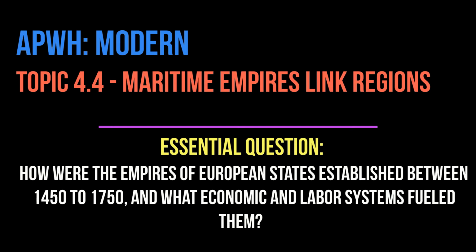Okay, the overall theme of this chapter: European nations, driven largely by political, religious, and economic rivalries, established new maritime empires and administered trading posts in Asia and Africa and colonies in the Americas. That's kind of the theme. Our essential question: how were the empires of European states established between 1450 and 1750, and what economic and labor systems fueled them?